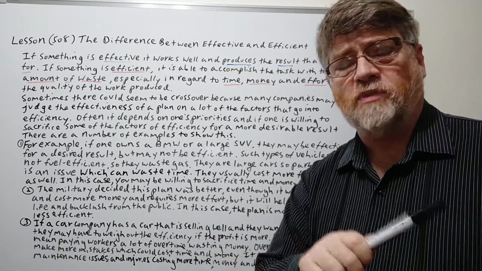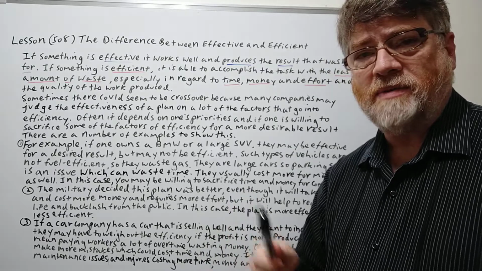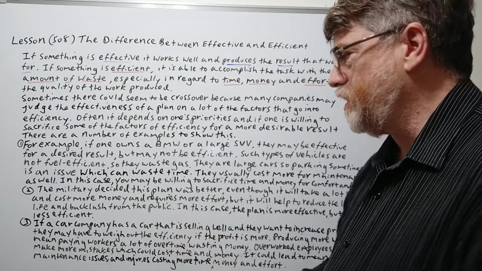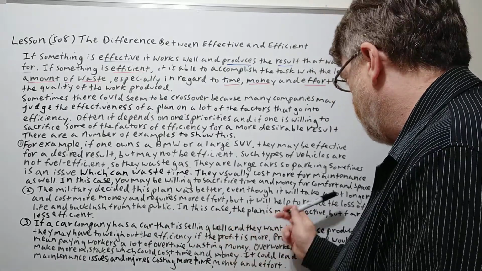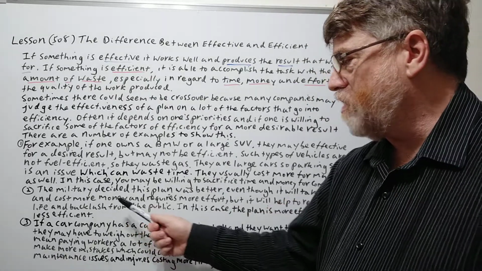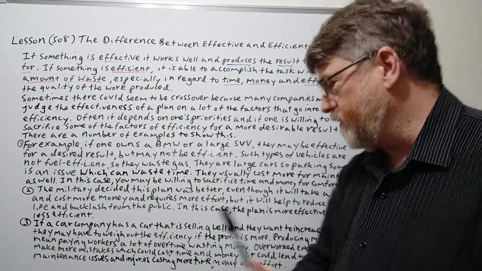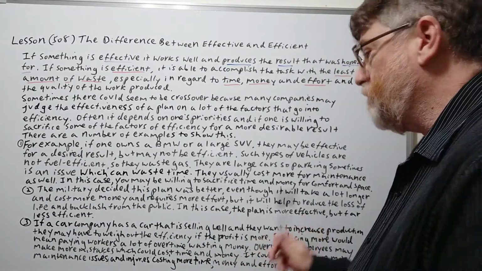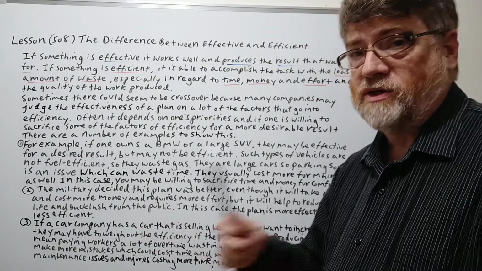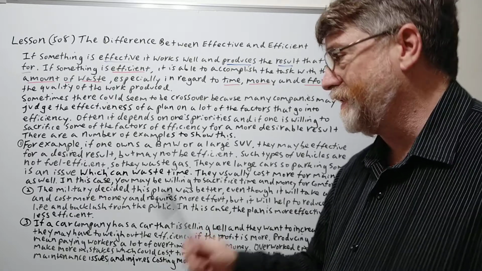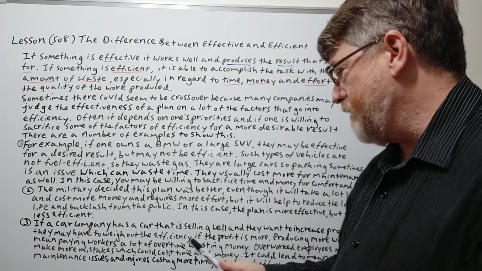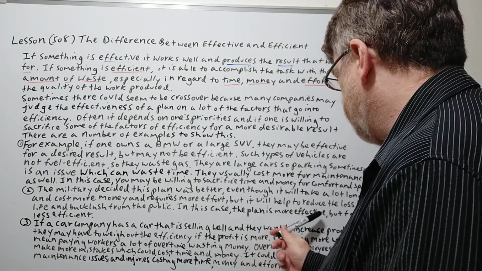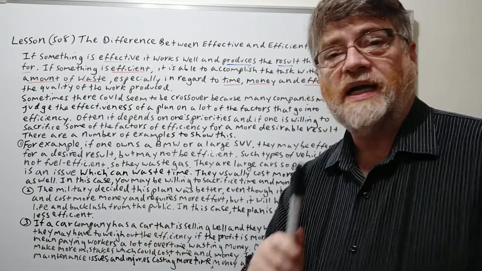The second one is more like for military. Maybe they have a military mission they want to do. The military decided this plan was better, even though it will take a lot longer and costs more money and requires more effort. But it will help reduce the loss of life, so not as many people will die. And backlash from the public. They might be worried about that. In this case, the plan is more effective, but may be far less efficient.